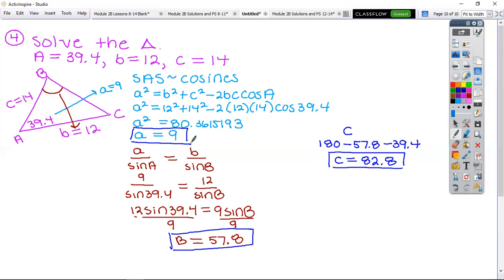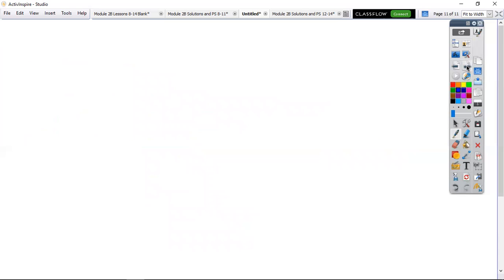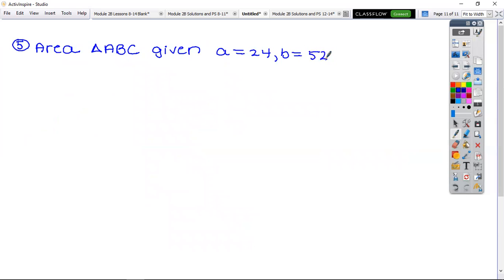All right, your last 3 are areas. So the formula sheet's going to come in handy here. So we're going to do area of a triangle, number 5. I want you to calculate, please, the area of triangle ABC given little a is equal to 24, little b is equal to 52, and little c is equal to 39.